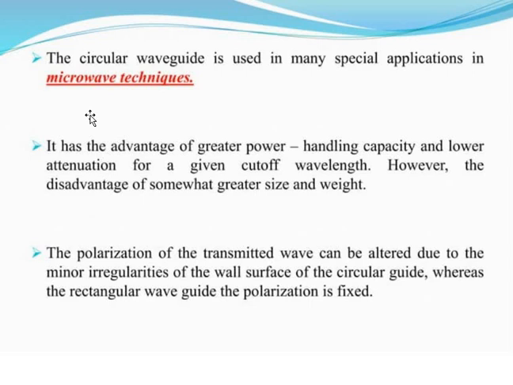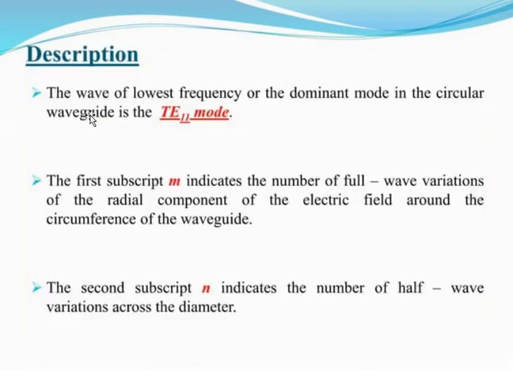The polarization of the transmitted wave can be altered due to the minor irregularities of the wall surface of the circular waveguide, whereas the rectangular waveguide has the polarization fixed. And these are the different types of waveguides.